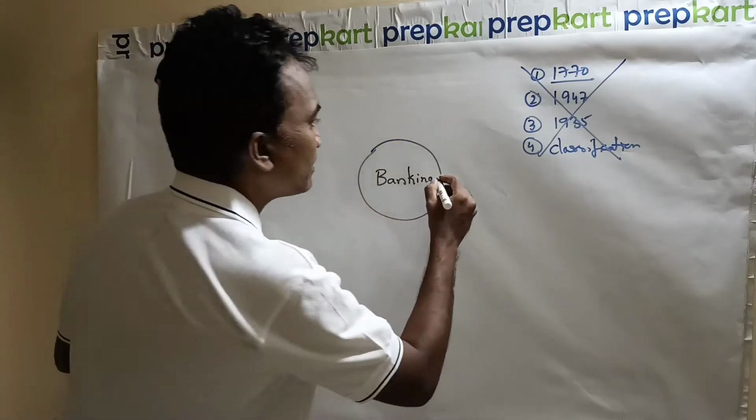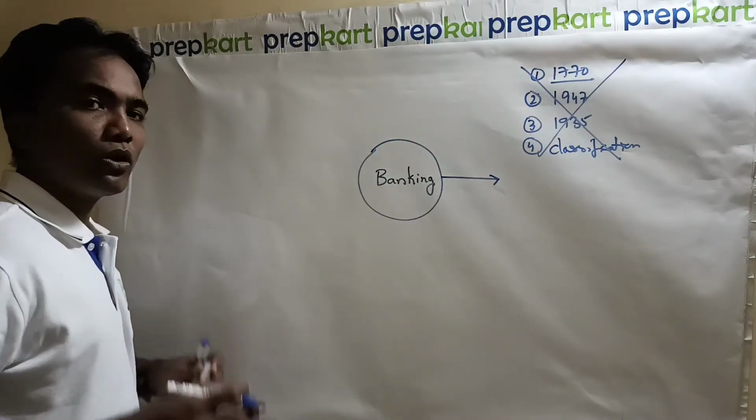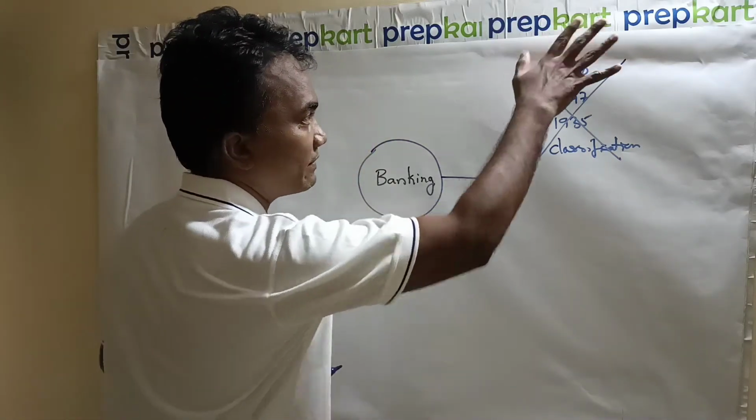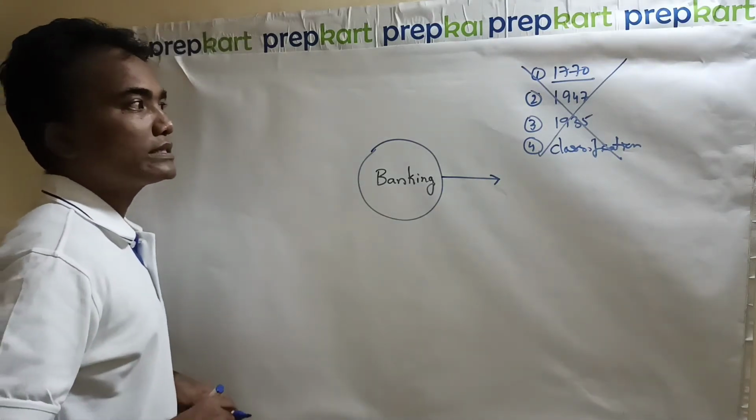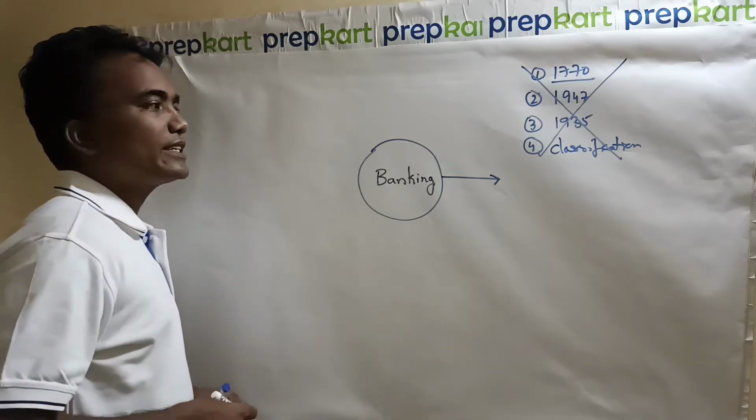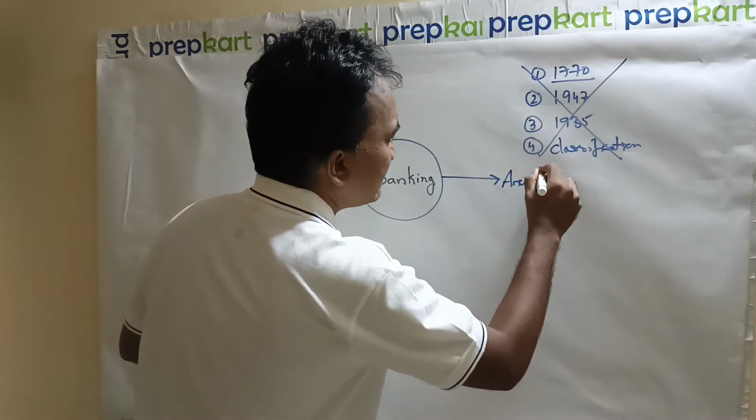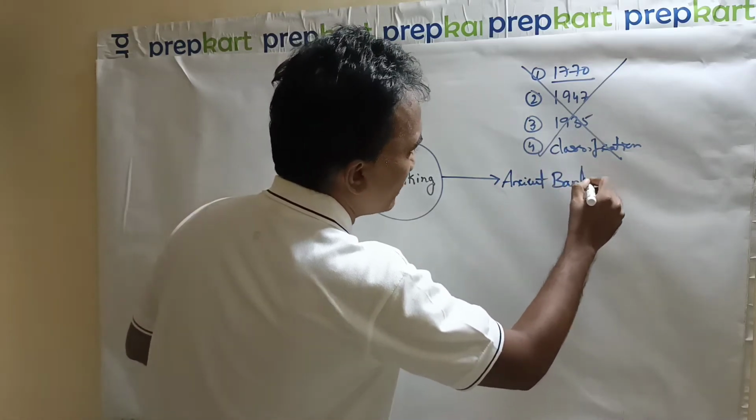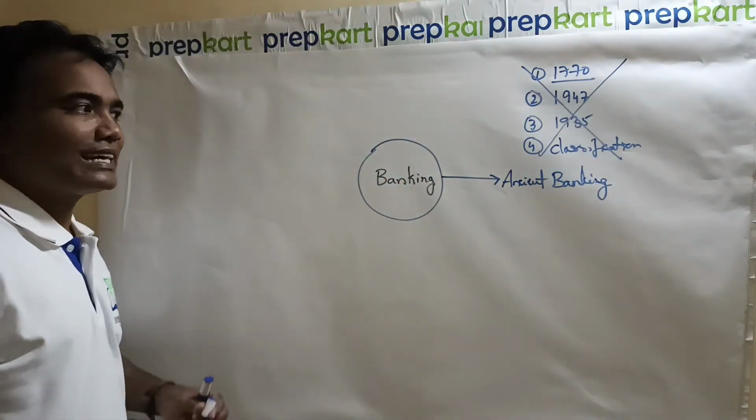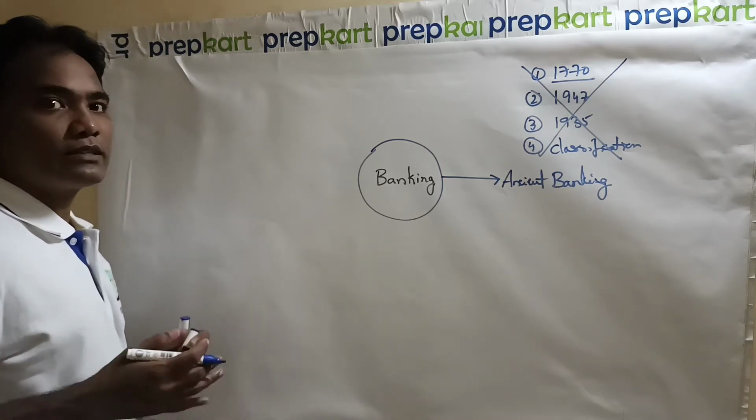My approach is simple, and it is very useful with respect to all competitive exams in India. If it is related to banking, I'm not going to start with 1770, 1947, or 1935, and I'm not going to start with the classification of banks either. First of all, I'll take banks in ancient India. Was any kind of banking activity there in ancient India? If so, who were the bankers?